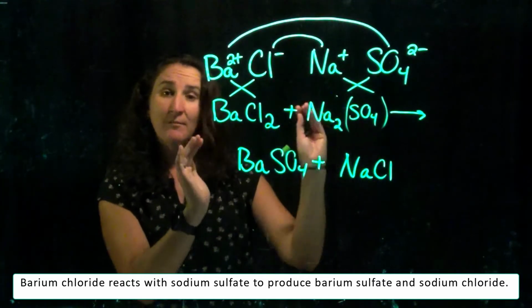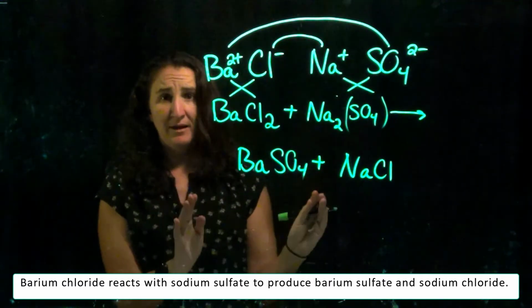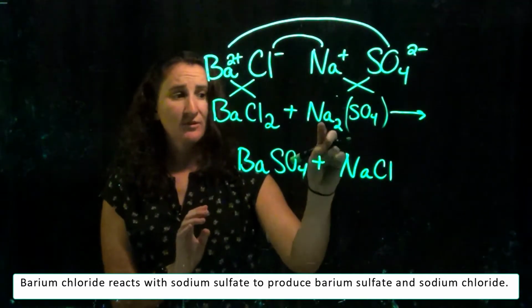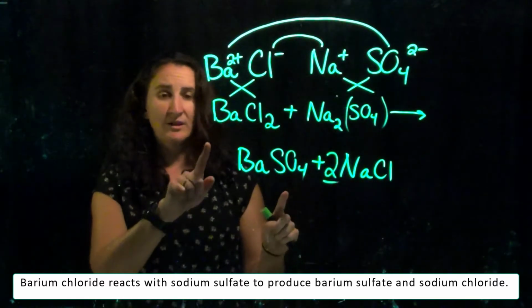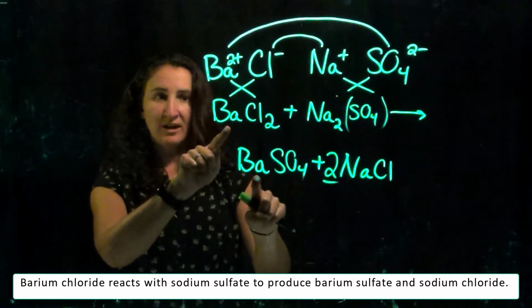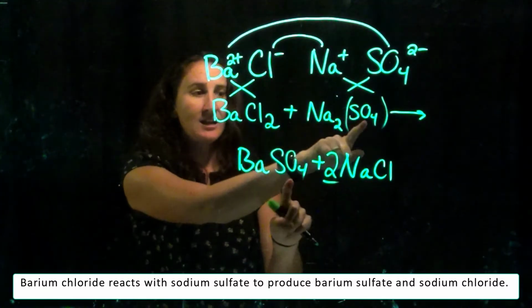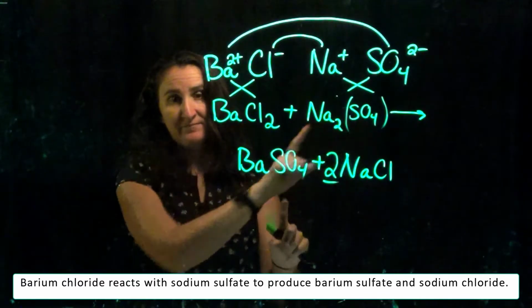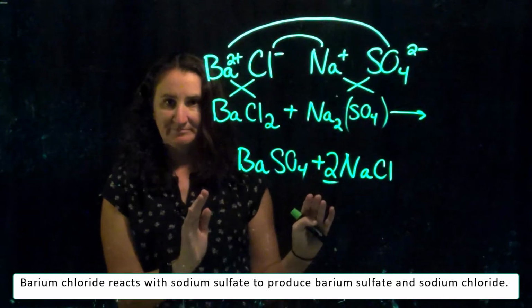And now we need to balance this because we're not done yet. We've got to figure out what we need to do to balance. I hope you see that there are 2 sodiums here, so you're going to need 2 sodiums there. Now if we check, we have 1 barium on each side, 2 chlorines on each side, 2 sodiums on each side, and 1 sulfate on each side. Now this is our final balanced chemical equation.